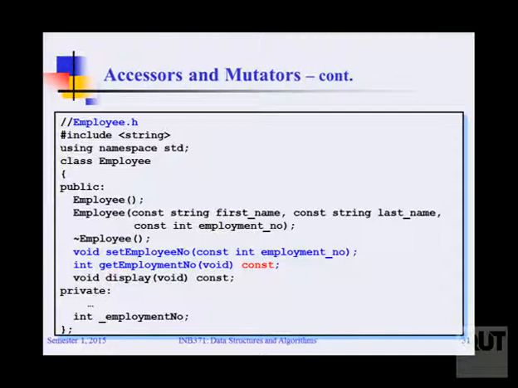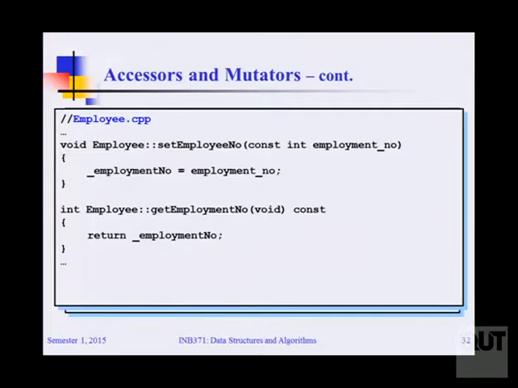For example, here we have two typical functions. One is set employment number, which means we need to change the value. Changing the value is a mutator. And get employment number, of course, only gets the value, we don't change it. This is why I put a const at the back, because we only get the value. So it's an accessor, not a mutator. Those implementations are very easy to understand, right?